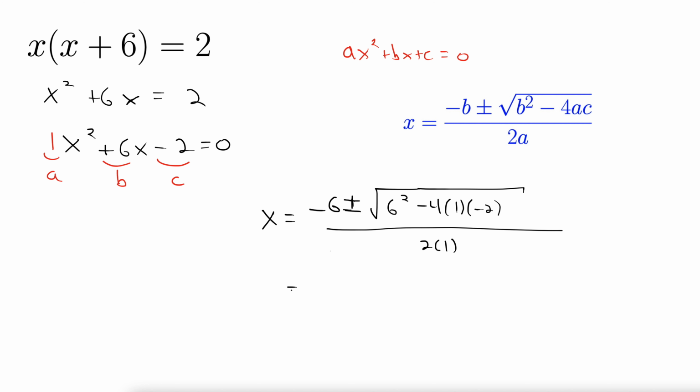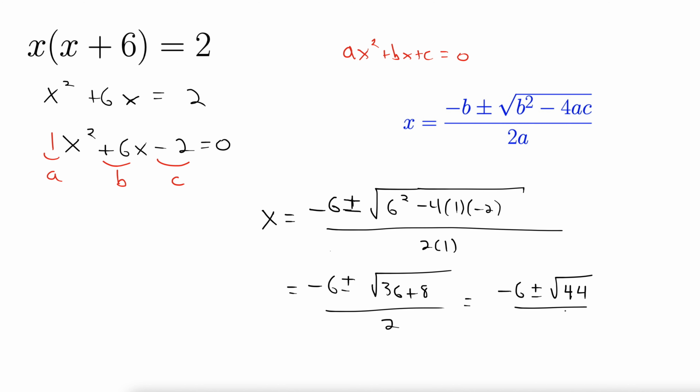We have x equals negative b, so negative 6 plus or minus the square root of b squared, so 6 squared, minus 4 times a, which is 1, times c, which is negative 2, all over 2a, 2 times 1. All right, so negative 6, let's just clean this up a little bit. 6 squared is 36, negative 4 times negative 2 is 8, so 36 plus 8, all over 2. Negative 6 plus or minus, I'm thinking that comes to 44, all over 2.